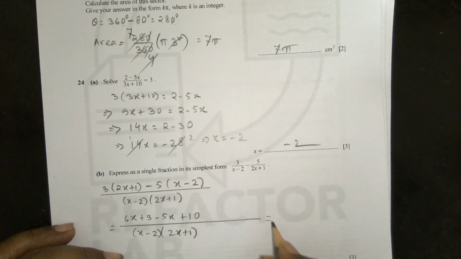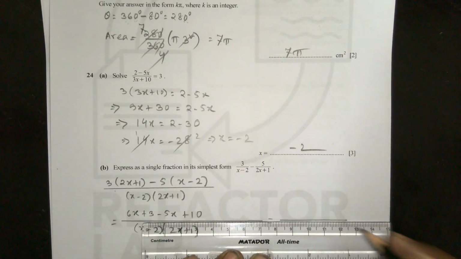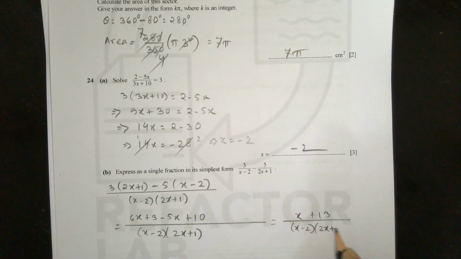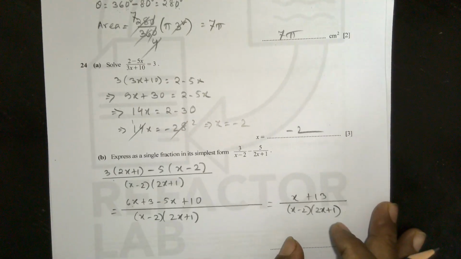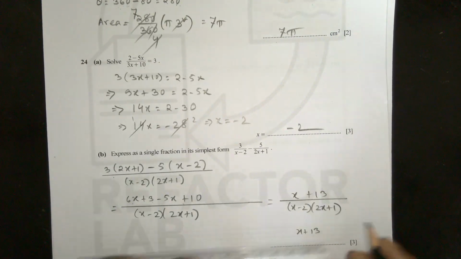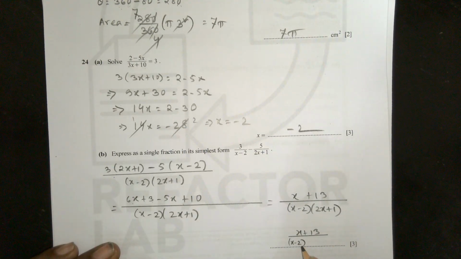So this can be written as 6x minus 5x is x, 3 plus 10 is 13. So x plus 13 over (x minus 2) times (2x plus 1). You don't need to simplify this. You can keep it like that. Okay? Yes, sir. So this is x plus 13 divided by (x minus 2) times (2x plus 1).